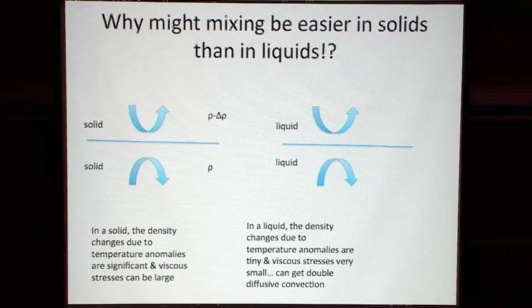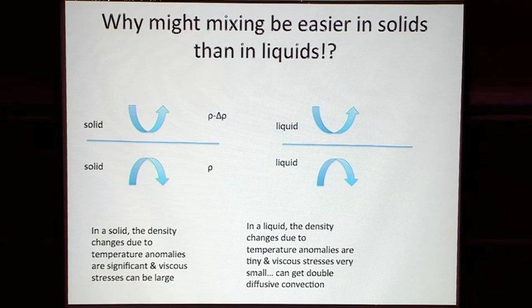Here's the point. A solid has high viscosity, and that means that the density variations associated with the convection are much larger over here than over here. I should remind you that the usual estimates of temperature fluctuations that are associated with low viscosity convection can be down in the millikelvin range. Very, very small temperature variations, like the Earth's outer core. Don't know for sure what those numbers are, but they may be millikelvin. They're tiny.